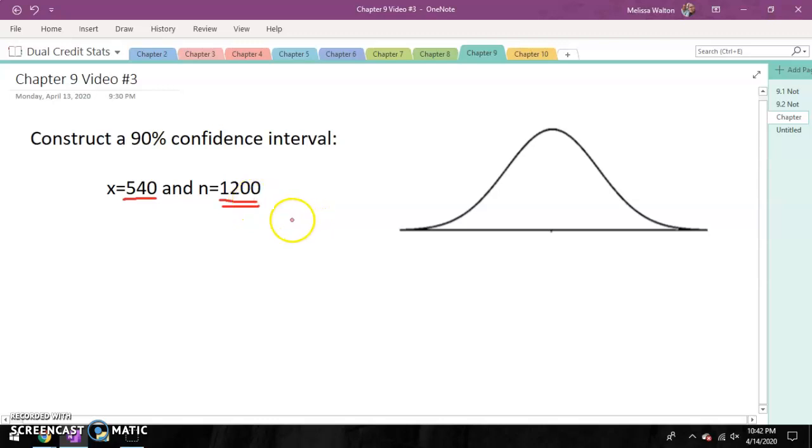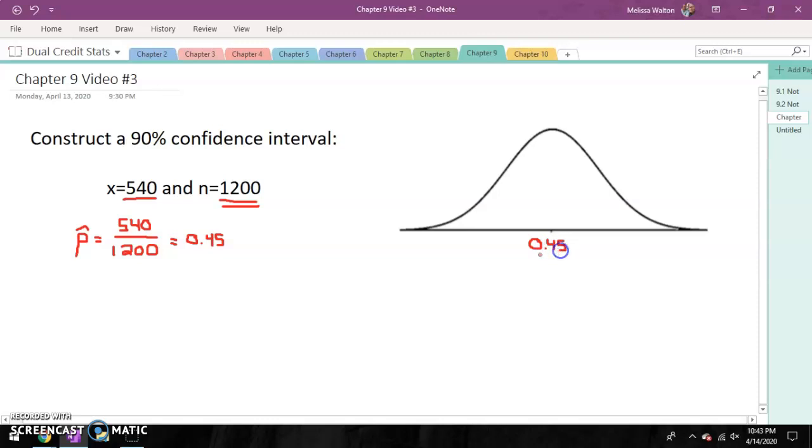So first thing that we need to do is turn this into a proportion. For our sample proportion, let's take a look. Well, we had 540 out of 1200 sampled that displayed some characteristic. If we divide those, our sample proportion is 45%, or 45% of the sample had some type of characteristic. So I'm going to use that as my point estimate. Our point estimate is 45%.